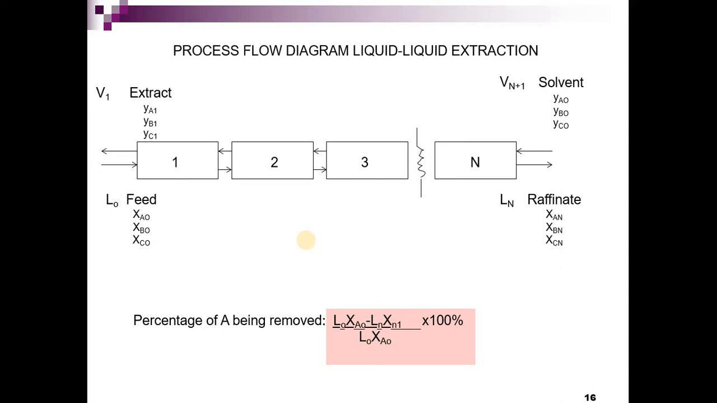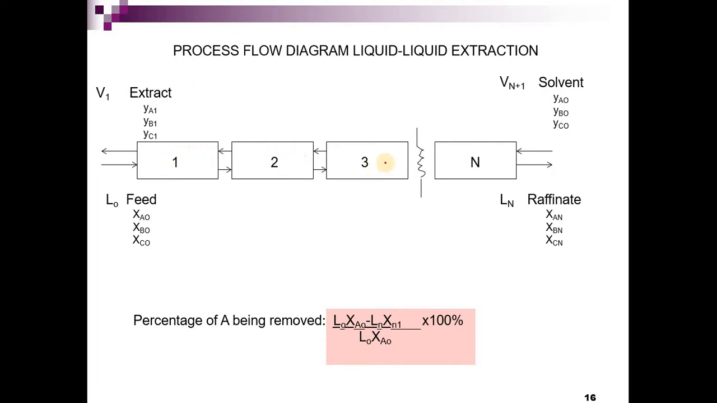So we are still in chapter 3. In this video I will continue on the process flow diagram for liquid extraction. This is a schematic diagram to show the process flow diagram for the liquid extraction process. It is quite different from the distillation process.